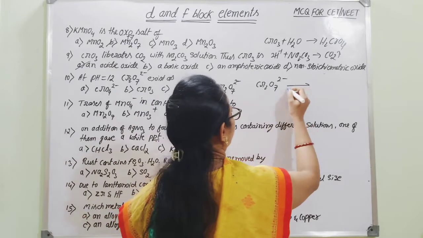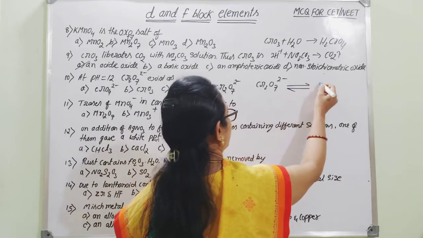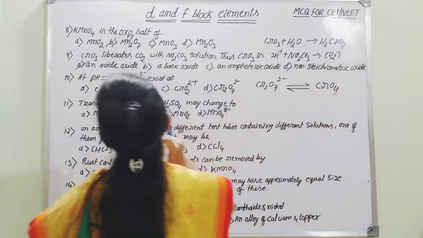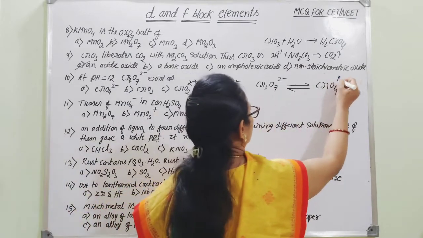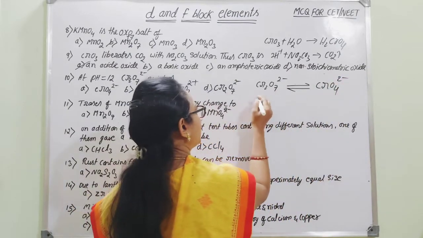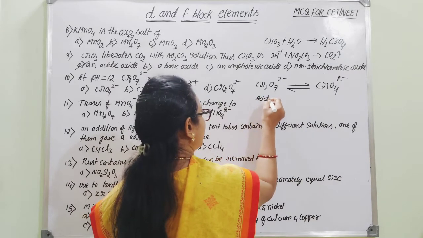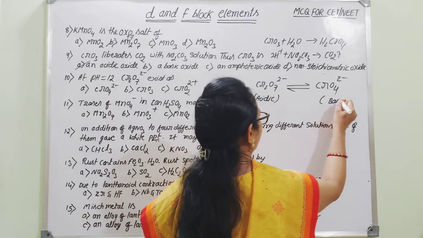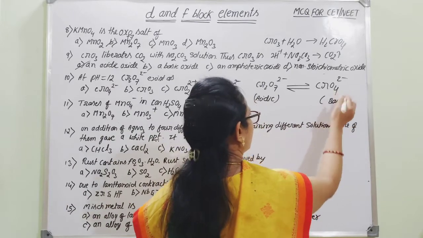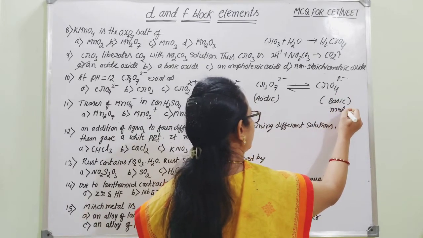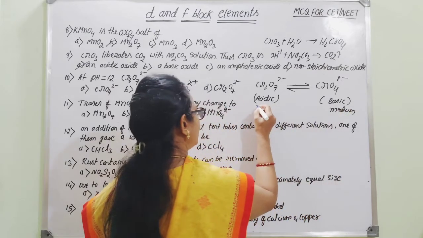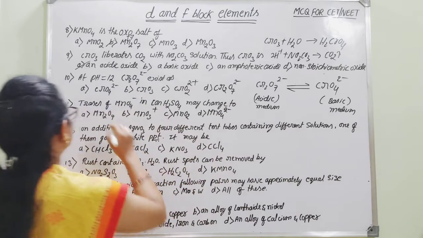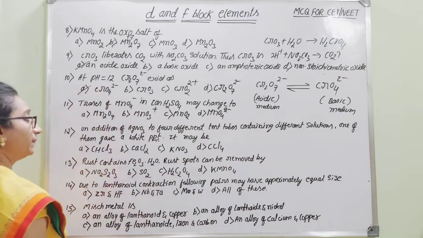In the basic medium, the dichromate ion is converted into the chromate ion, that is CrO4 2-. So the dichromate ion exists in acidic medium, whereas in basic medium it exists in the chromate form. Therefore, which is the right option? Option A is the right answer.